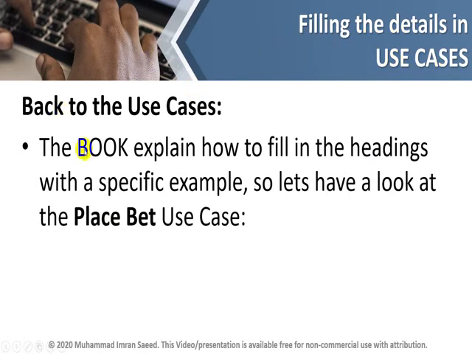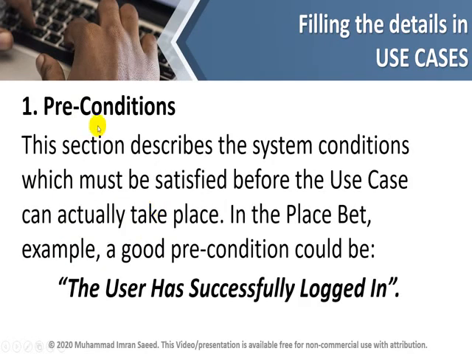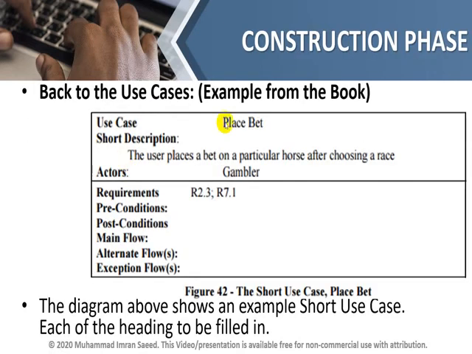So the book explains how to fill in the headings with a specific example. So let's have a look at the place bet use case. So the use case name is place bet, right? So let's see the use case description. So in fact, if I show you again that table, now check. Here we have a heading precondition, here we have a heading post-condition, then main flow, then alternate flow, then exception flow. So we will have to put some data over here, some details for each and everything.